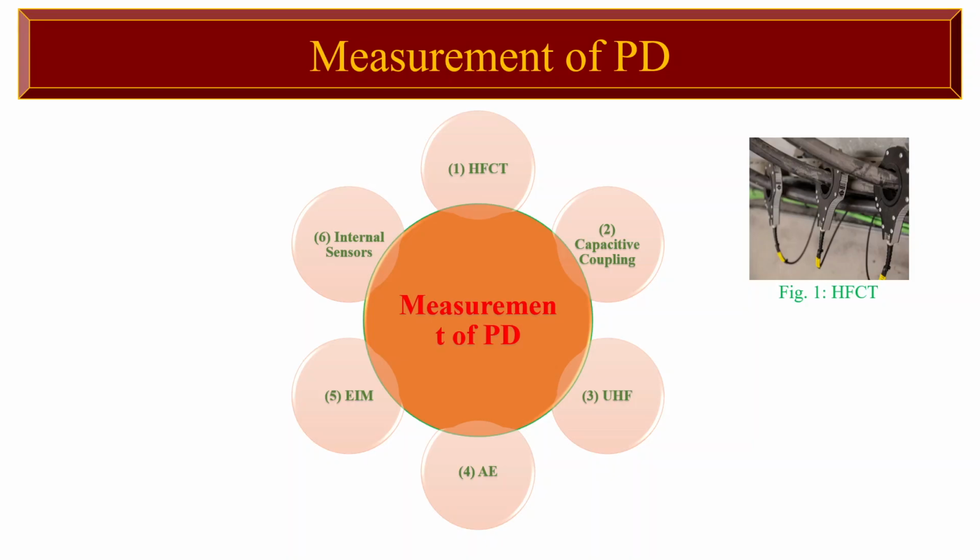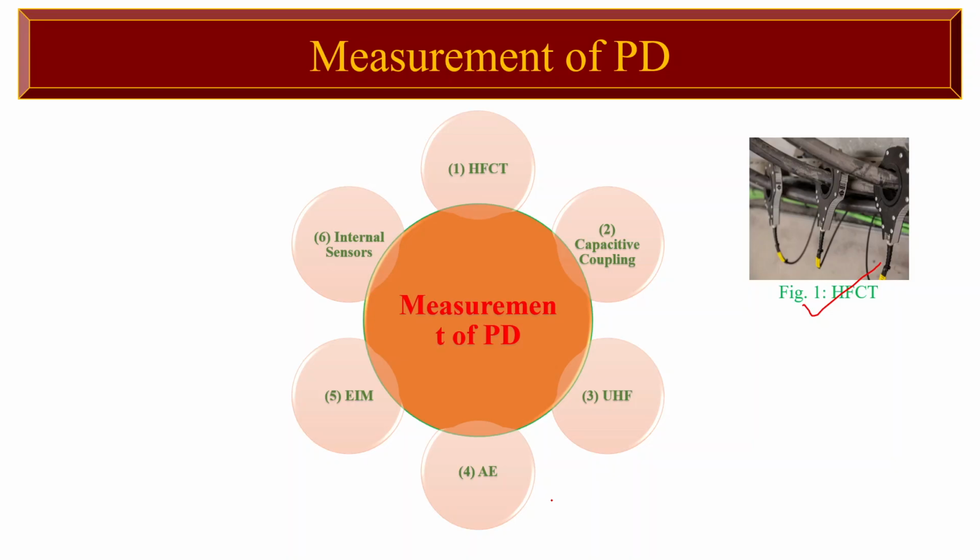So first, the HFCT. How can we measure that? I have shown the diagram of the HFCT here. The HFCT is a commonly used method for measuring partial discharge in electrical systems. It operates based on the principle of detecting the high frequency current pulses produced by the PD, that is the partial discharge.